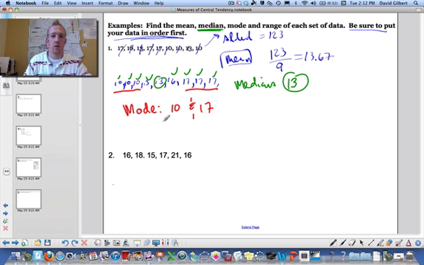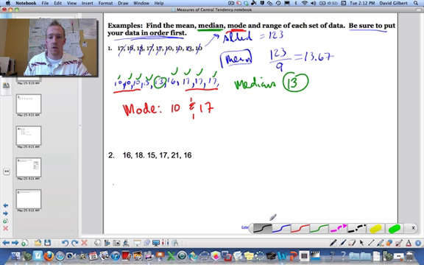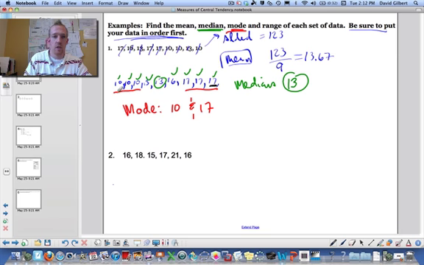And the range is equal to the largest minus the smallest. Our largest is 17 and our smallest is 10. So the range is 17 minus 10, which is 7. So our numbers span from 10 to 17, that's a span of 7.